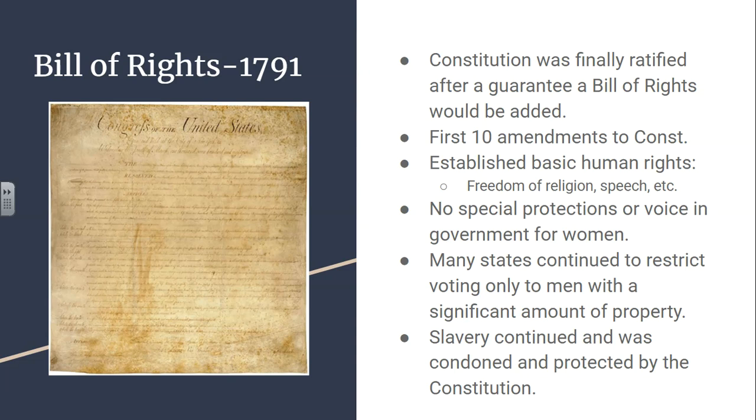And then also very important is that slavery continues. And slavery, as I mentioned, is condoned by the Constitution. It's within the Constitution in multiple places. And so the Bill of Rights, all of these protections, did not apply to women, did not apply to African Americans, i.e. enslaved persons.